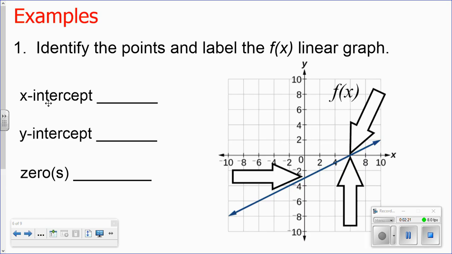For example, we're just going to identify the points and label the graph. The x-intercept is at (6, 0), right there. The y-intercept is at (0, -3). And then the zero is just 6.